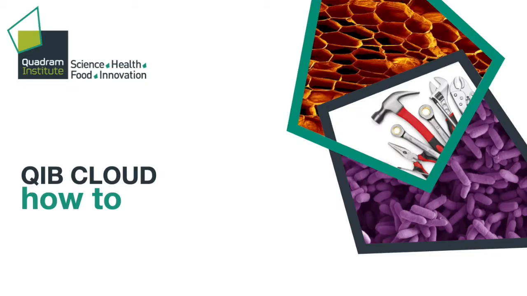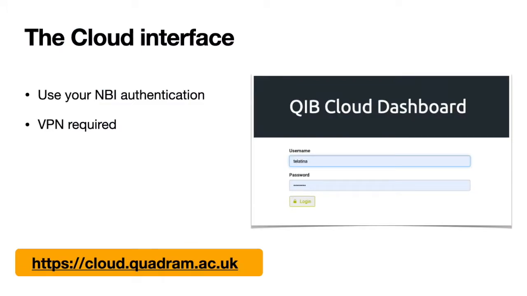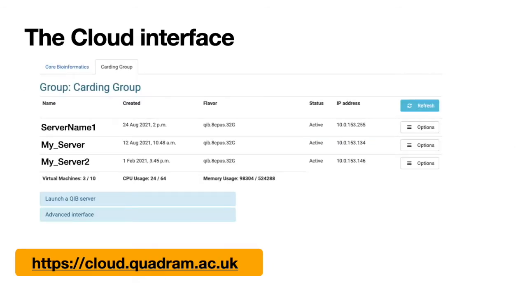So let's go to how to use the QIB Cloud. When you have a virtual machine, you connect to it as you would do for any regular machine. So there is no difference in that. But the QIB Cloud system allows you to create the machine first. So you can connect to cloud.program.ac.uk, again, with your NBI authentication. And yes, you need the VPN to access the area.